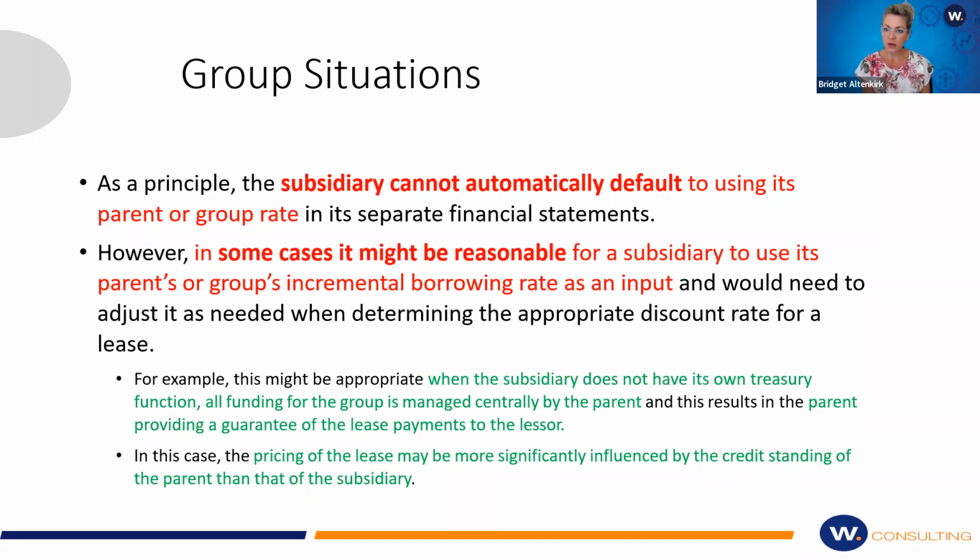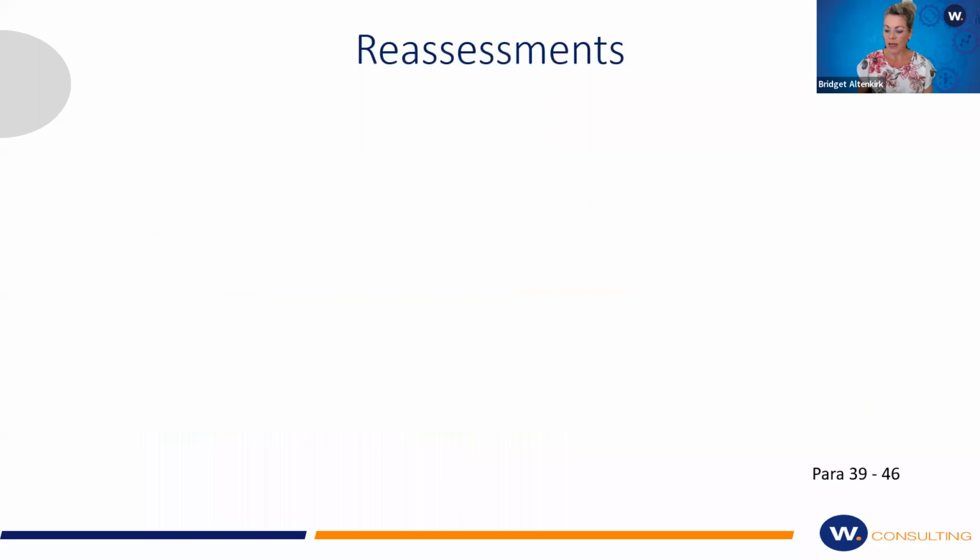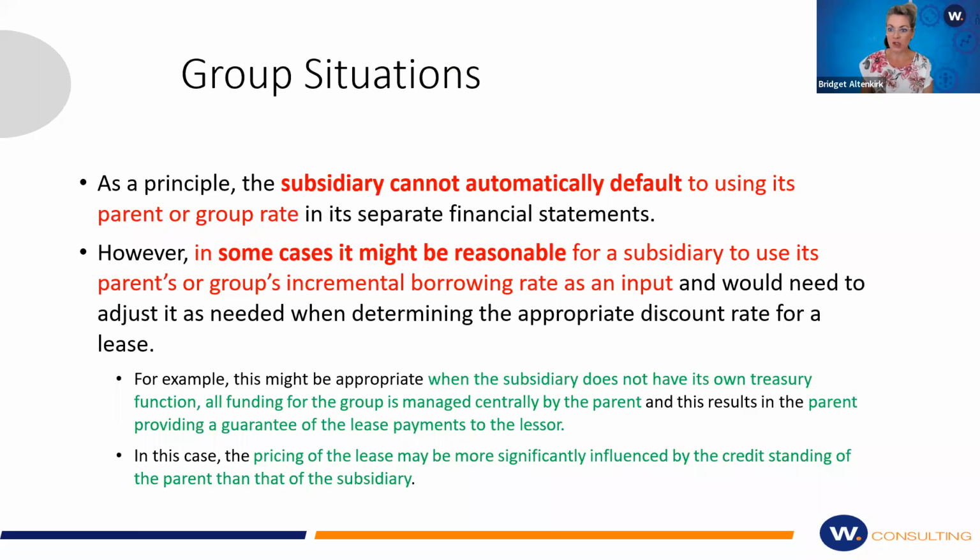Also, you cannot just assume that a subsidiary's IBR is going to be the same as the parent's IBR. So the rate that a subsidiary may be charged could be different to the rate that a parent could be charged. To the extent, however, that the parent acts as the treasury function and possibly acts as the financier for the group, there may be cases where it could be appropriate to use the parent's IBR, but that would obviously depend on the facts and the circumstances.